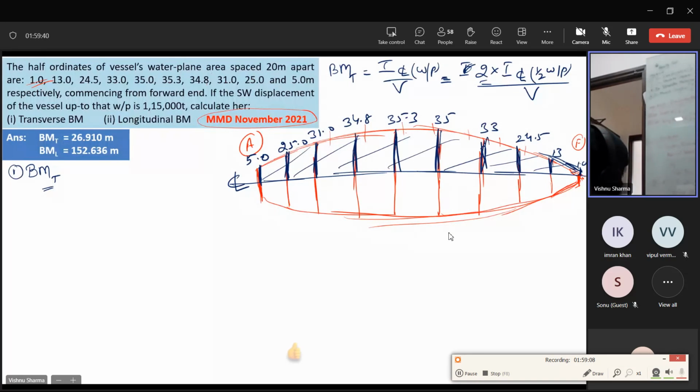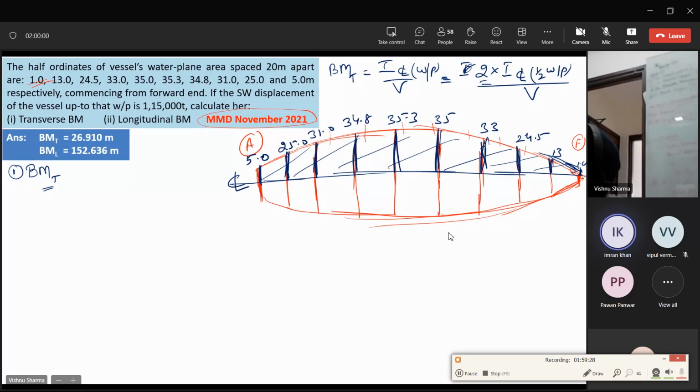Sir, please explain this 2 into ICL half WP point. With half ordinates, you'll get moment of inertia of how much area? Half area. But you want for the full area, so what will you do? Twice. So that is what I have done.